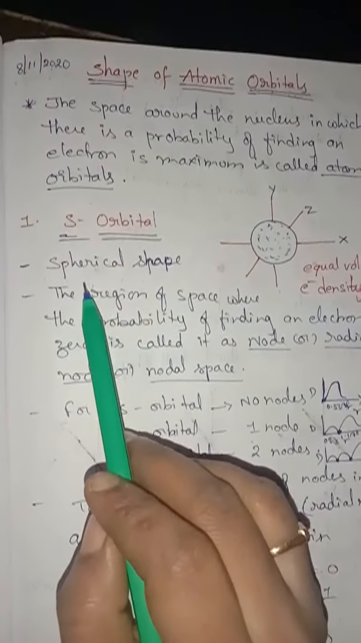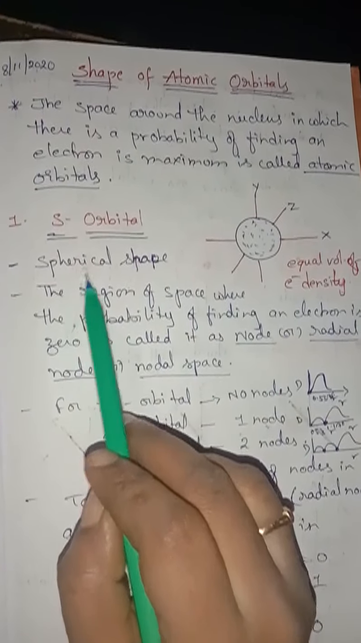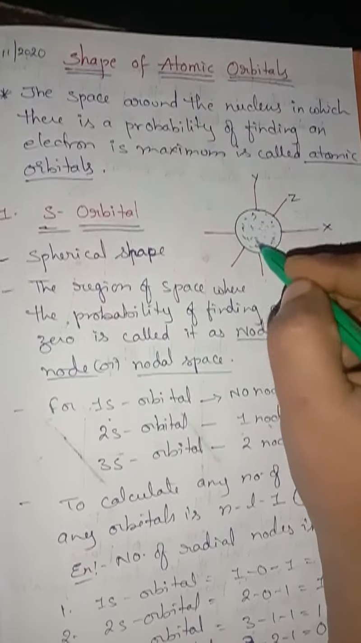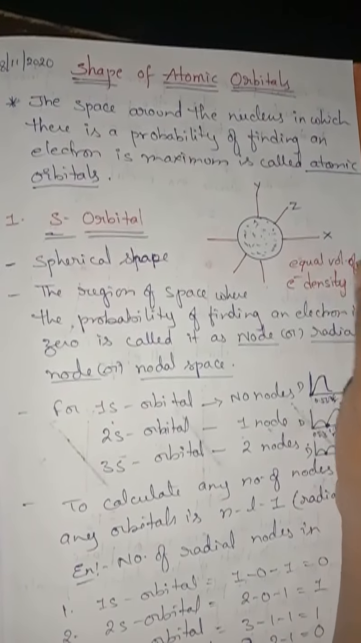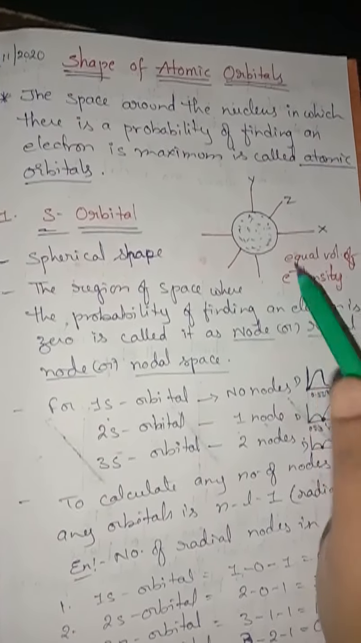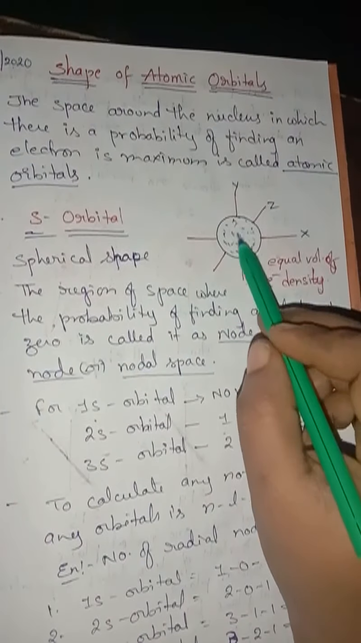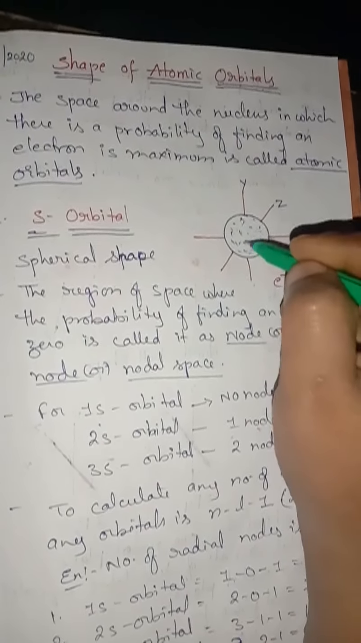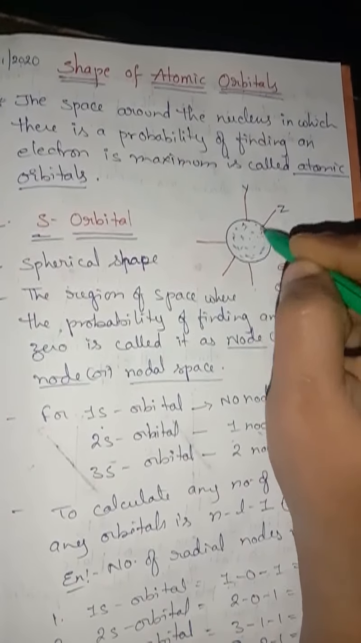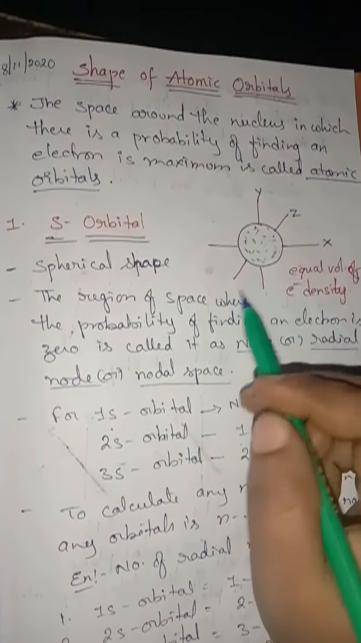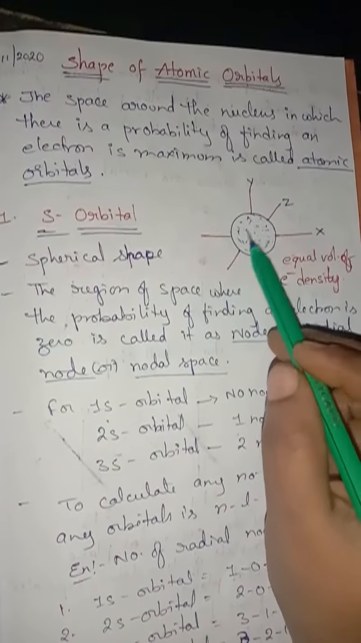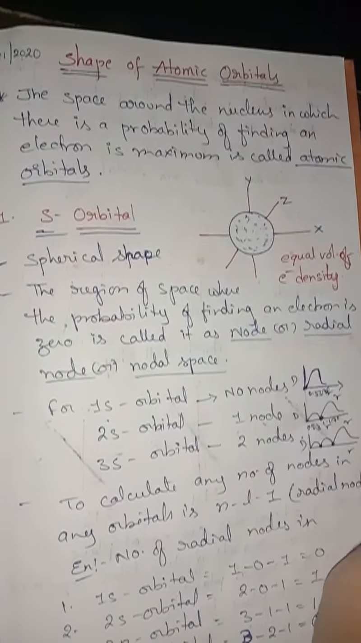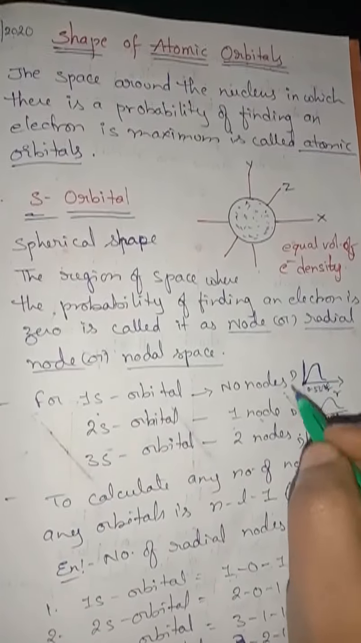The shape of an s orbital is spherical. It will be like this. The dots you are seeing represent an equal distribution of electrons, so equal electron density is present in all directions. We cannot say exactly where the electron is present, isn't it? The region of space where the probability of finding an electron is 0 is called a node.